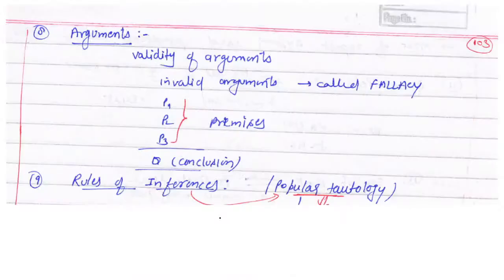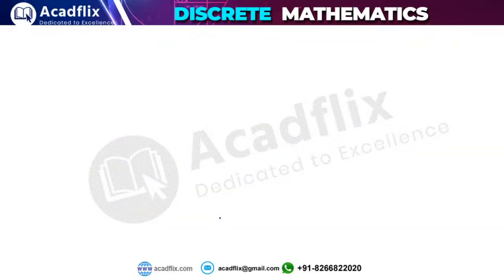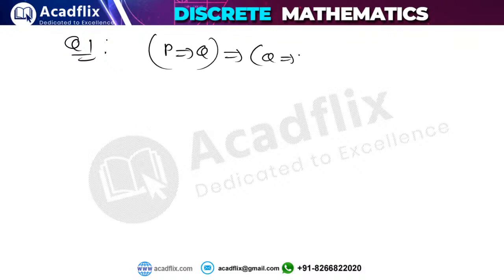If this point is clear, then I can ask you some questions. Let me ask you a question. Question 1: I am giving you a conditional statement, P implies Q implies P. Remember, this is the conditional statement I am giving. Let me call it F4. This F4 is a conditional statement because this is the LHS and this is the RHS.